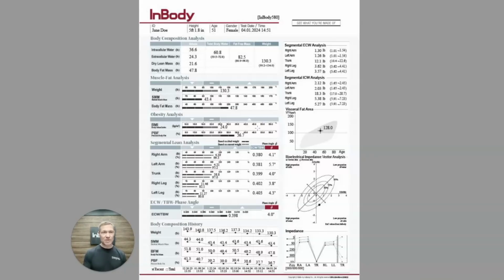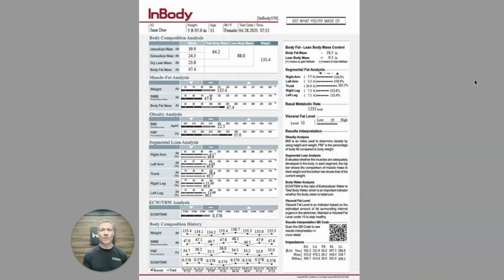Just remember that you have the ability to customize your result sheet based on the outputs that you want on it. Now, what I think is really important here is something that's actually displayed on the 570 result sheet, but it's not on this 580, and that's the control. This is where I want to start.